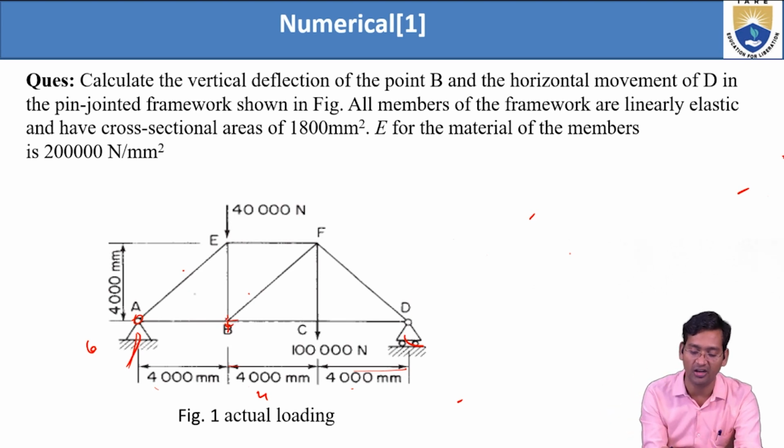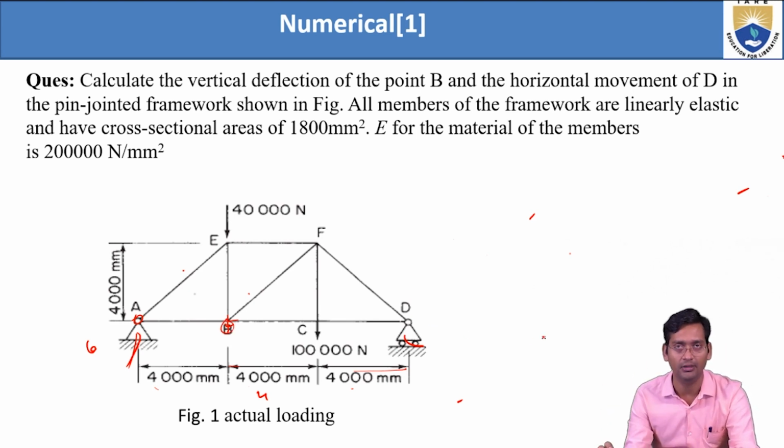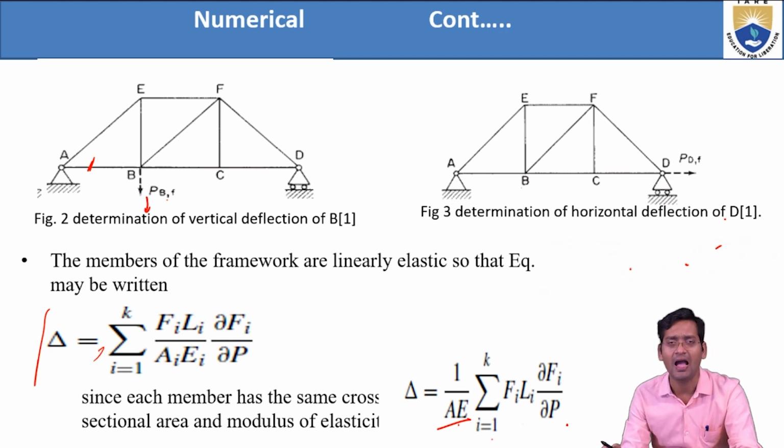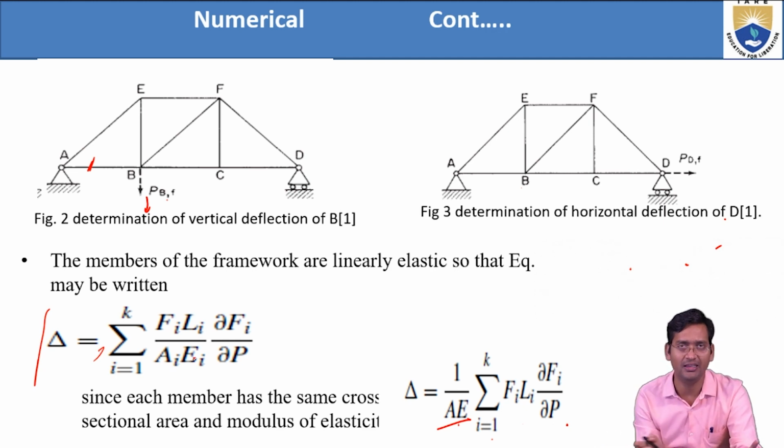So apply the forces at B and apply the forces at D. Now find those forces. Once you have those forces, differentiate with respect to PBF and PDF. Once you have that, the fictitious forces you applied will get removed. The next step is to apply the formula. So what is the formula? Fi by AiEi into del Fi. But AE in this question is a constant, the same for all the members, so we have just taken it out.